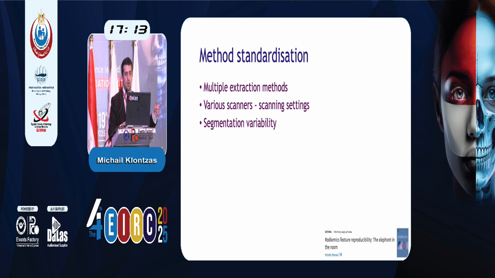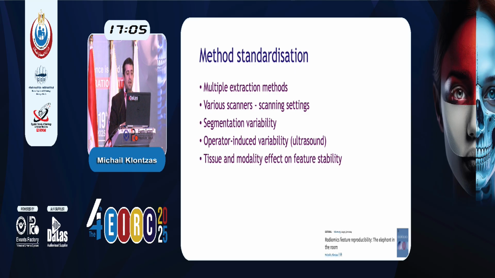If I draw the lesion and you draw the same one, you will draw it differently. And of course, there is operator-induced variability if we deal with methods like ultrasound, and tissue and modality effects that affect feature stability. Different tissues give different types of radiomics features, and this differs across tissues of different patients. So for all this, we have problems that reduce the reproducibility and the generalizability of the method.